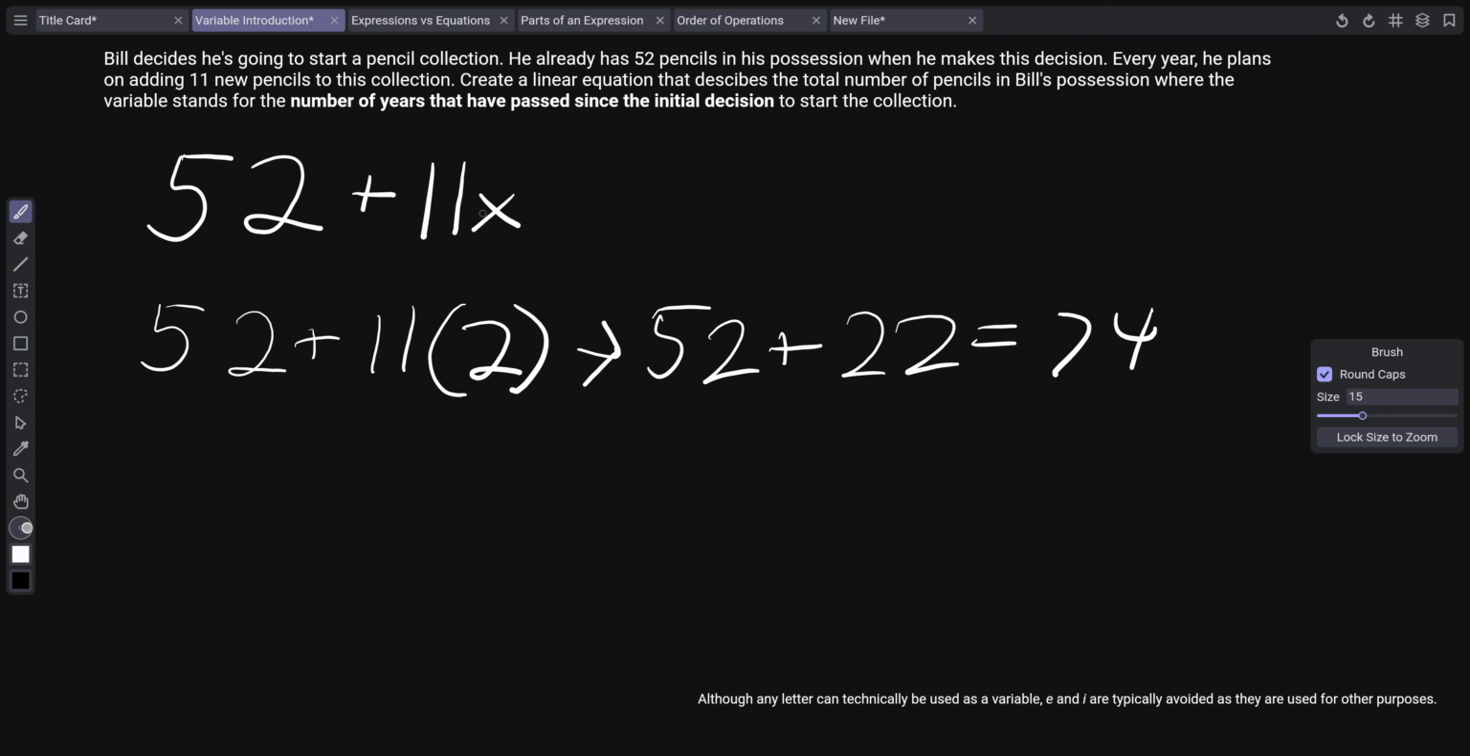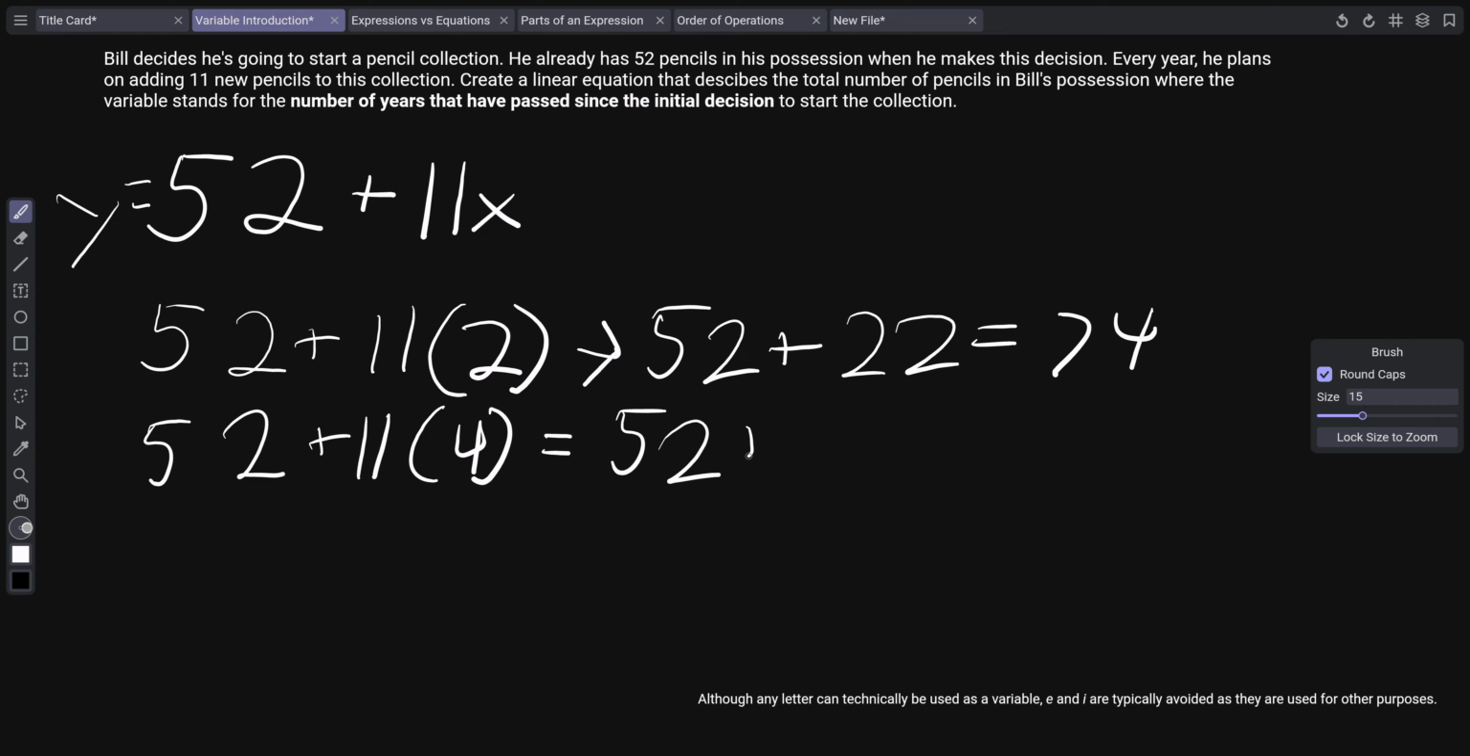And I wrote a linear equation here. Usually, like I said, we would write y equals 52 plus 11x, because that is a little more standard for a linear equation. But so we have this. Say if we wanted to find out what he had after 4 years. So we do 52 plus 11 times 4. We just drop in the 4 where the x is. And then we would get 52 plus 44. This would equal 96. So you'd have 96 pencils after 4 years.